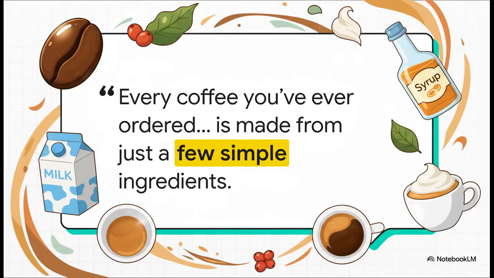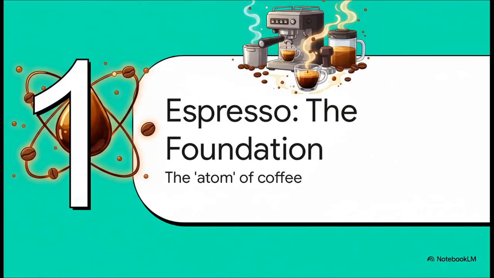So here's the secret, the one thing you need to know. Every single one of those drinks, no matter how fancy they sound, comes from just a handful of the same simple ingredients. And once you really get that, well, you can walk into any cafe on the planet and order like you own the place. So, where do we start? It all begins with one thing, espresso.